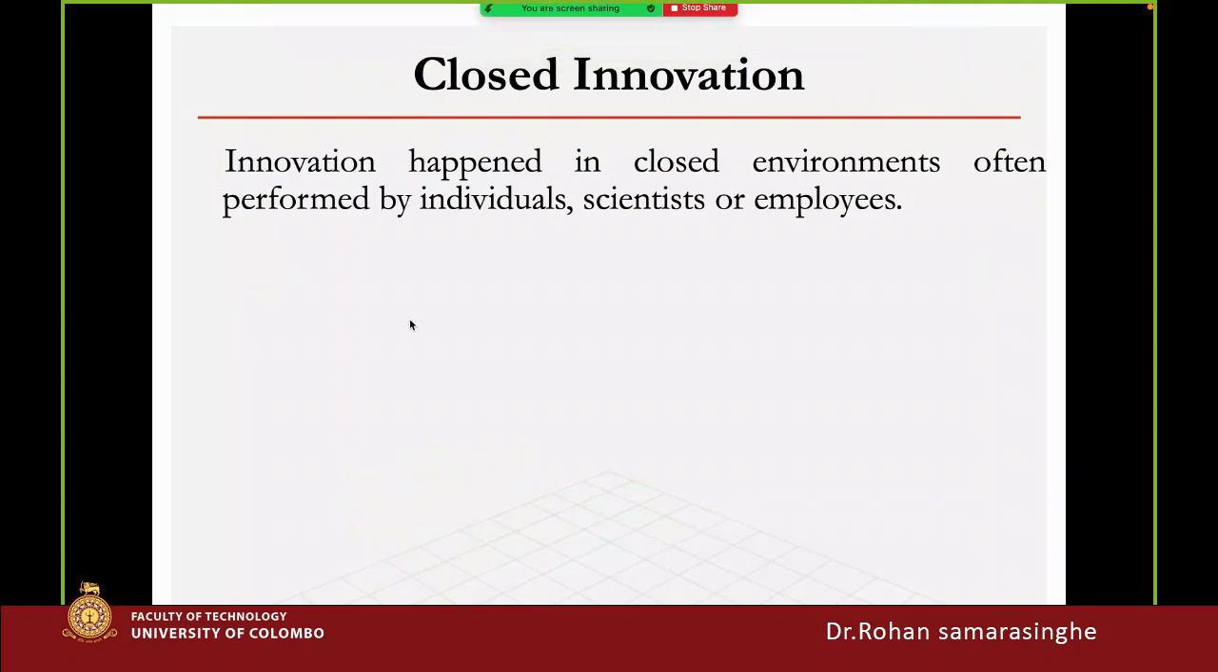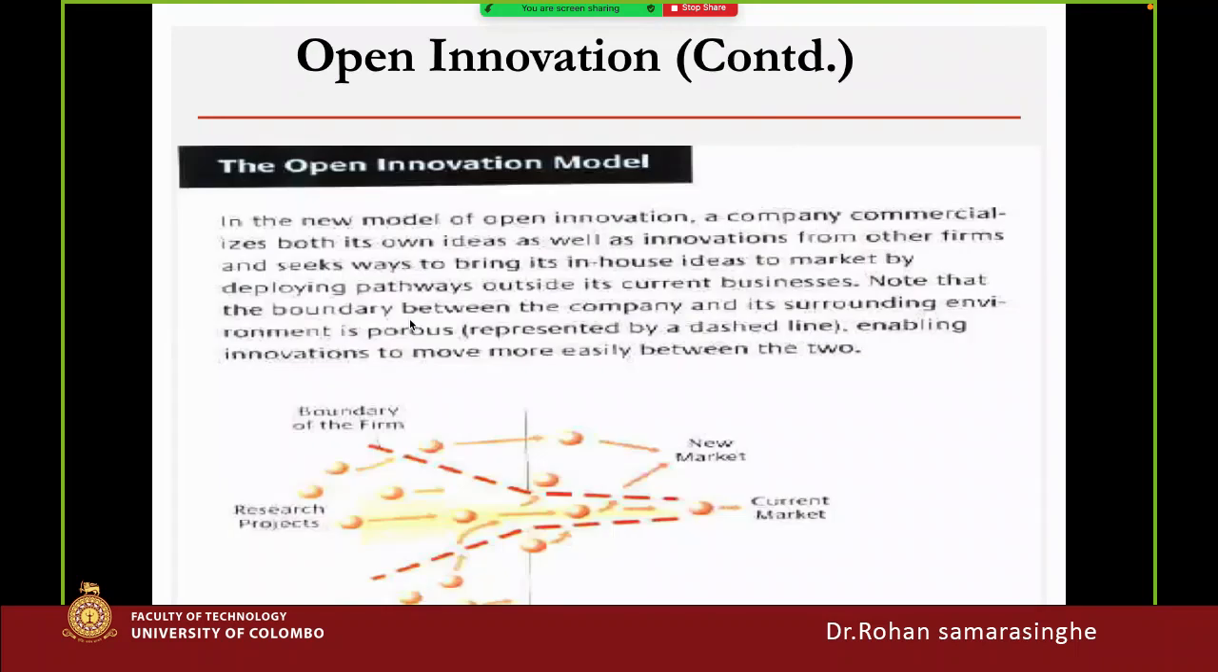When you see that model, there are no limitations. Research will be done by the external parties also, as well as inside the research group, and they promote the product in the company, so that they can find the new market, and also they have the current market. From these new innovations they can find the new market, so that they can increase the profit.